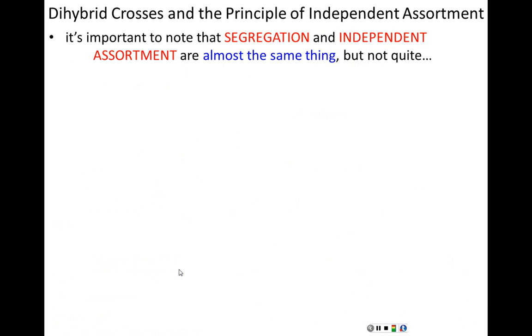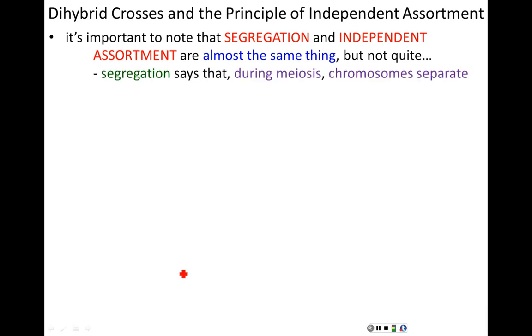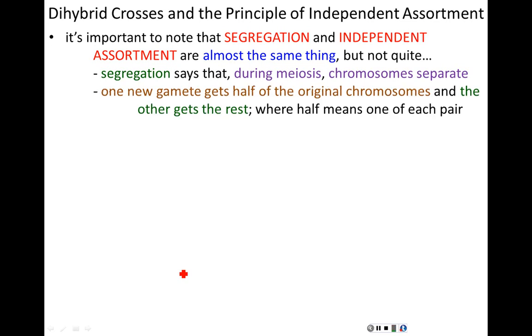As a side note, it's important to note that segregation and independent assortment are almost the same thing, but not quite. Segregation simply says that during meiosis, chromosomes separate. Well, duh, we know that. We saw that. Segregation is that chromosomes are pulled apart to opposite sides of the cell during anaphase 1. One new gamete gets half of the original chromosomes, that's the reductive division, and the other gamete gets the other half.